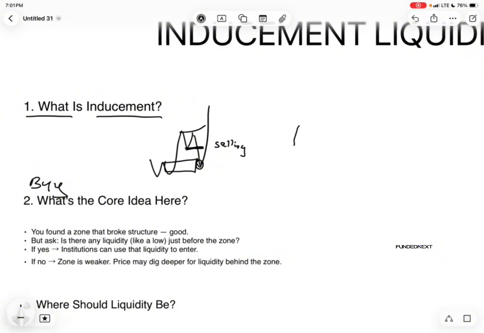And vice versa, when we're talking about sell setups, we need somebody to sell to, so we need someone to what? Buy. We're willing to buy from somebody that just got stopped out for us to take our high probability setup. All right, that's just the core understanding behind what inducement actually is.